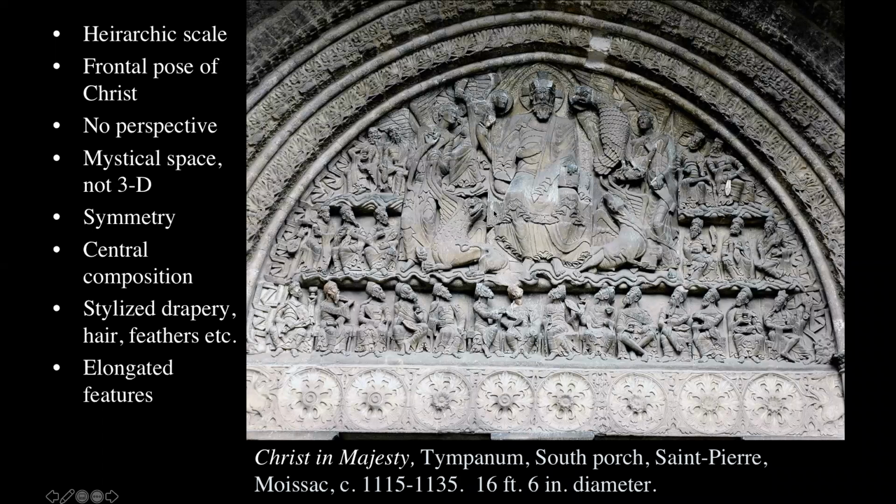For another view, and again, the paint's worn off of these, so it'll look much cooler at the time. So hierarchic scale, a frontal pose of Christ. Everybody else is kind of to the side a little bit. There's no perspective, so there's no background, foreground. We're not trying to be 3D, kind of like the developments we saw in Byzantine art previously. It's a mystical space. It's not 3D. Not only do the figures look kind of inhuman and mystical, but also the space doesn't look real. Symmetry, a central composition, meaning everything is leading towards the center, and that's Jesus.